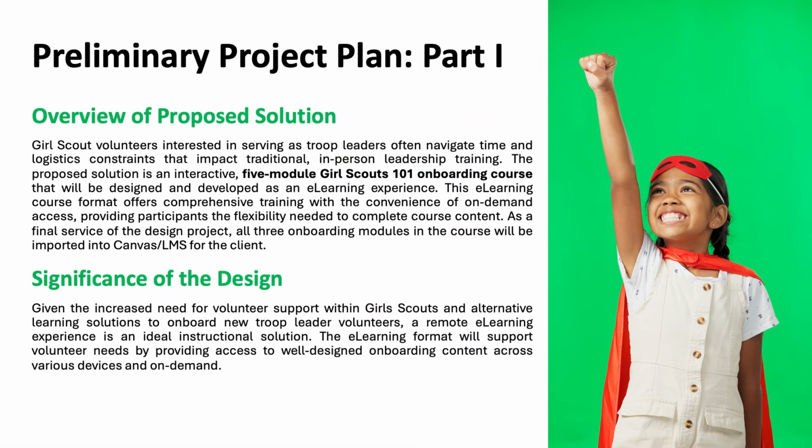Our proposed solution is an interactive 5-module e-learning course designed to address the challenges of traditional in-person leadership training. And it provides the convenience of on-demand access, and this ensures flexibility for participants to complete the training in the course content. And this is significant because having an on-demand course for the future Girl Scout, in particular Juliet troop leaders, is incredibly helpful in terms of countering the impact of time constraints, logistics constraints, and overall family dynamic constraints.